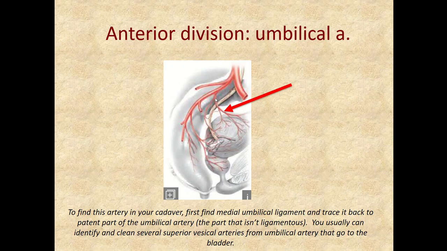But as you move closer to the internal iliac artery, you can actually find a patent part of this umbilical artery, and there are several branches that come off of it and actually supply blood to the bladder. And so we call those vessels collectively the superior vesical arteries, and they come off the patent part of the umbilical artery. So just a cool anatomic point that makes this artery special.